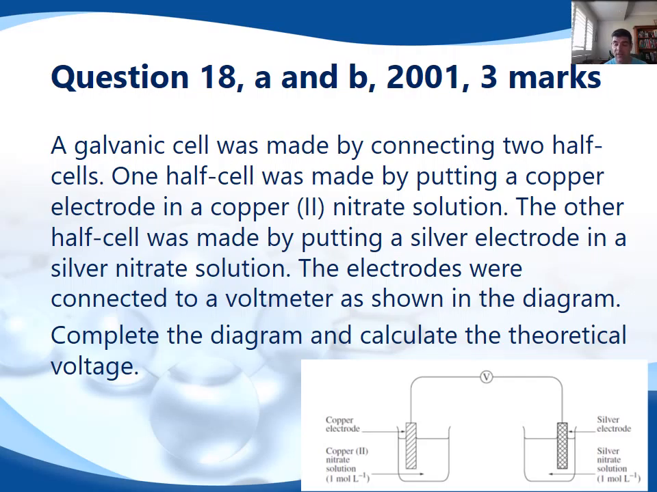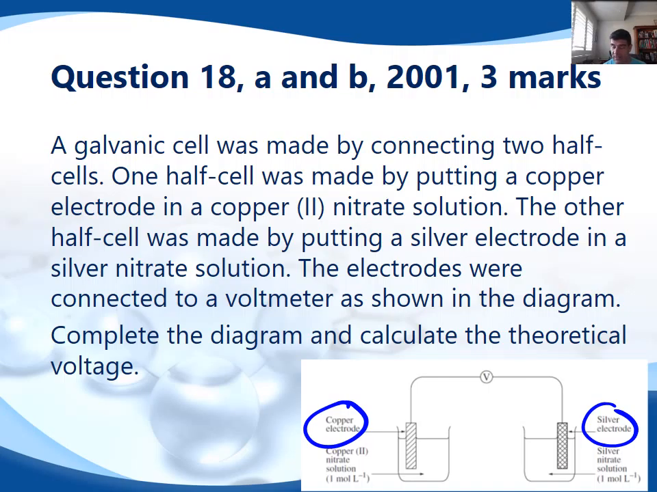So a galvanic cell made by connecting 2 half cells. 1 half cell was made by putting a copper electrode in a copper nitrate solution, so that's this one over here. And the other half cell was made by putting a silver electrode in a silver nitrate solution. The electrodes were connected to a voltmeter as shown in the diagram. And the first part of this was to actually draw in the salt bridge.